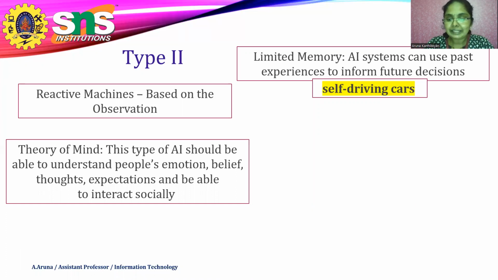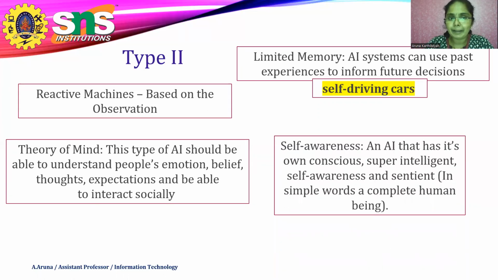This type of system will produce an output that looks like a human being. It will understand all the emotions of the human being, and based on that it will produce an output. That is, it understands people's emotions, beliefs, thoughts, and expectations, and is able to interact socially with those around it. This can be called the theory of mind. It can also have memory to store the data.